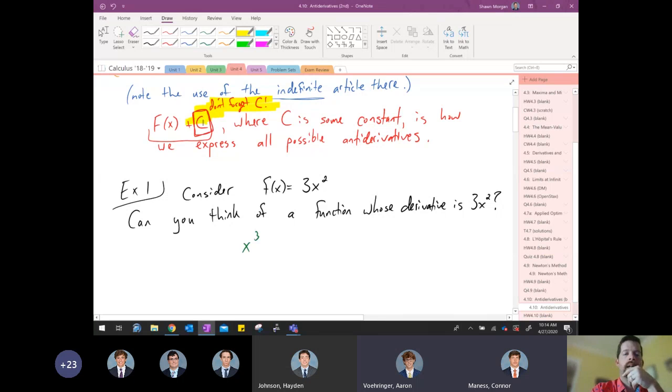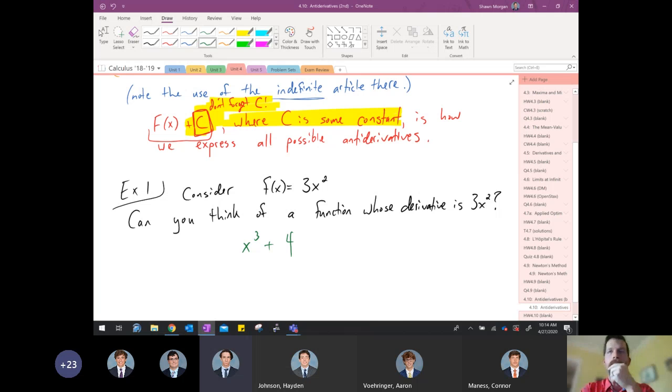I'm giving you a hint right here, highlighting it in yellow: where c is a constant. Pick a constant and throw it on the end of that, and you got it. So just any constant? 4. Okay, very good. Aaron's answer, class, x cubed plus 4. Does it muster up? Is the derivative of that 3x squared? Yeah, of course it is.